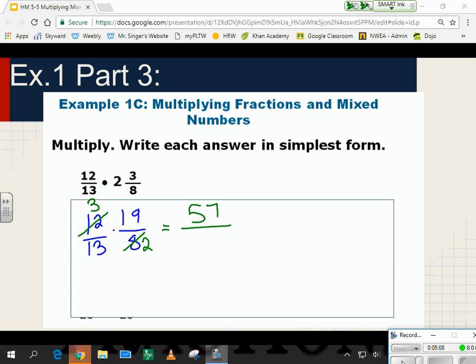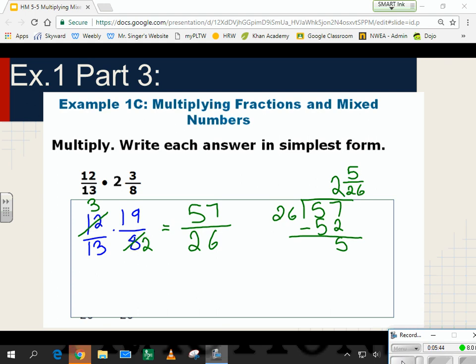And 13 times 2 is going to give you 26. So again, we have to turn this now into a mixed number. So we got to see how many times 26 goes into 57. Well, 26 times 2 gives us 52, so we can do it 2 times. And when we do that, we get a remainder of 5. So it's 2 and 5. Denominator stays 26, 5/26. So that's how you're able to simplify 12/13 times 2 and 3/8.